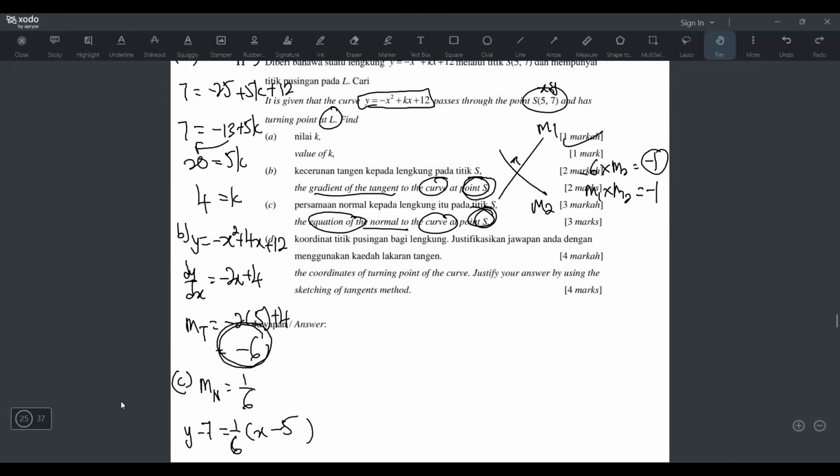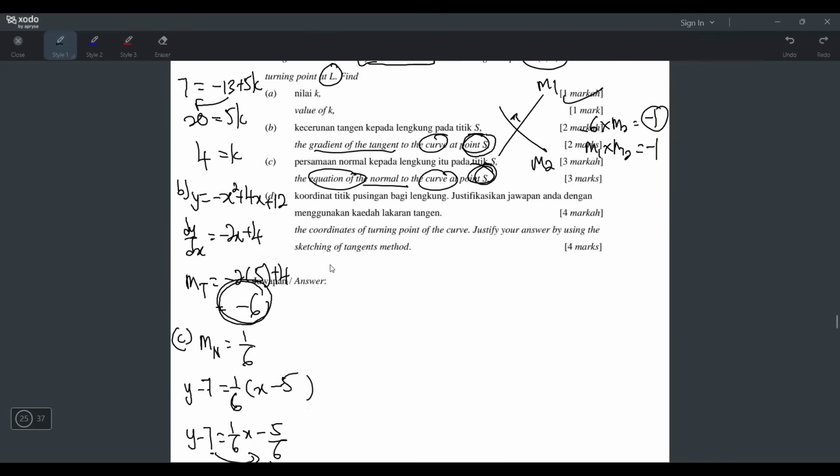Done. Now for my last question, part D. So what does part D say? They want to find the coordinates of the turning point. It means point L. They want to find point L.